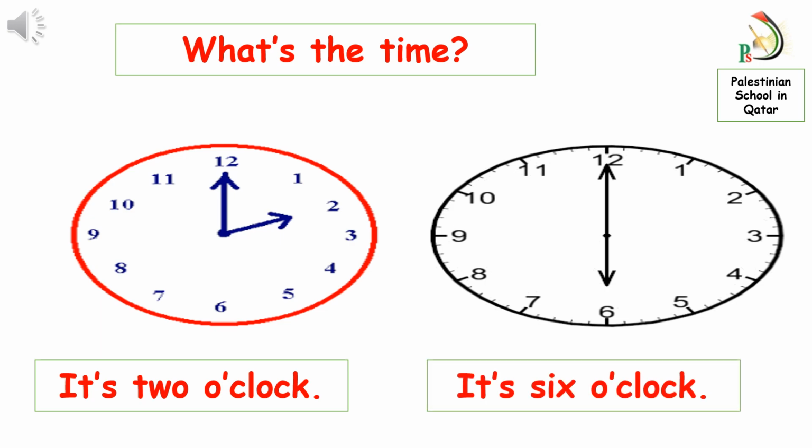So again, look at the first clock and tell me what's the time. It's 2 o'clock. Excellent. The second one, what's the time? It's 6 o'clock. Great job.